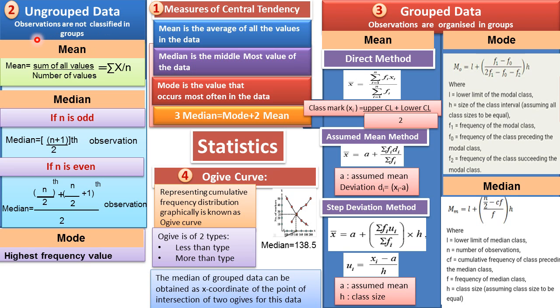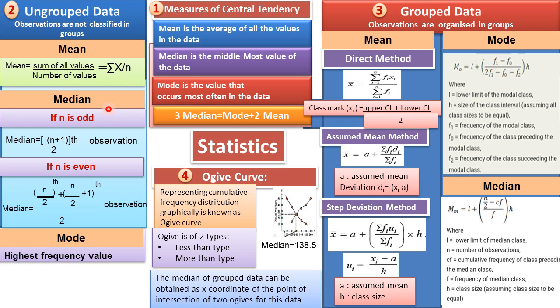Ungrouped data is observations that are not classified in groups. For ungrouped data, mean is calculated as the sum of all the values divided by the number of values, that is summation of x divided by n, the total number of observations.